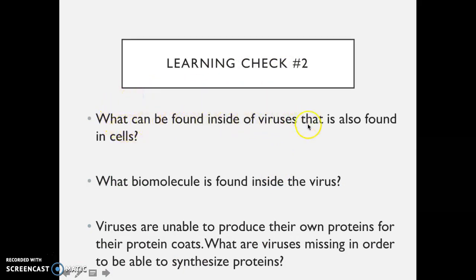What can be found inside of a virus that is also found in cells? And remember, the video will stop and it's going to ask you that question. The next question is, what biomolecule is found inside the virus? You need to understand what biomolecule that is. And then viruses are unable to produce their own proteins from their protein code. What are viruses missing in order to be able to synthesize protein? Remember, synthesize means make. So if they cannot make their own proteins, what organelles are they missing?